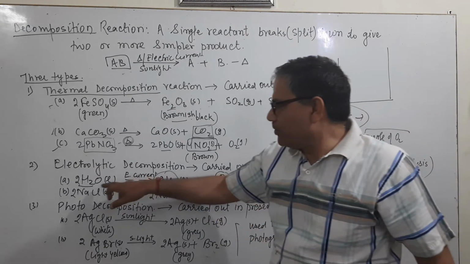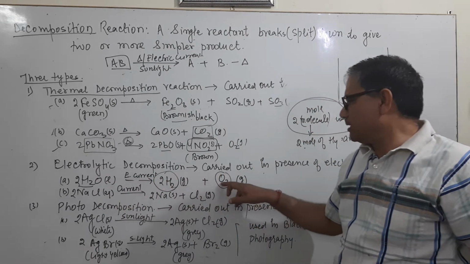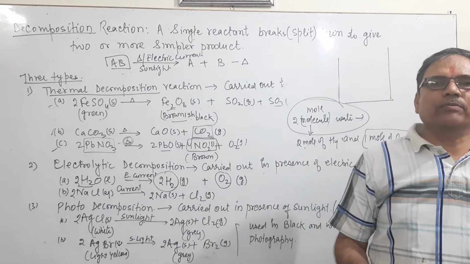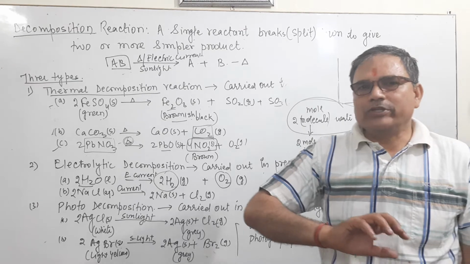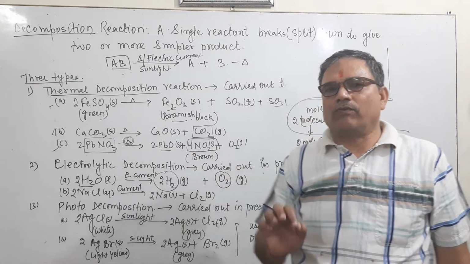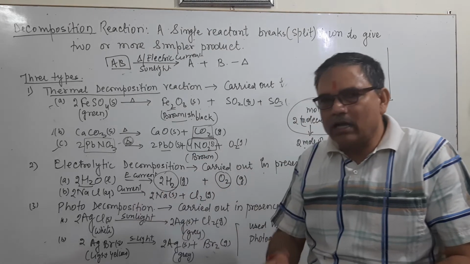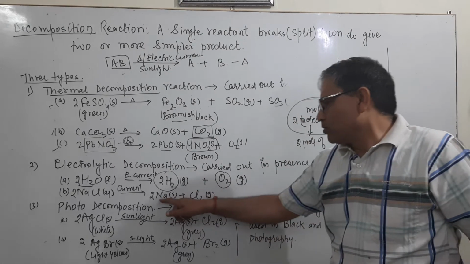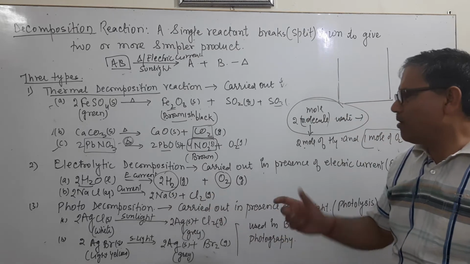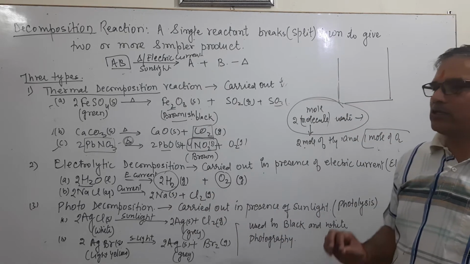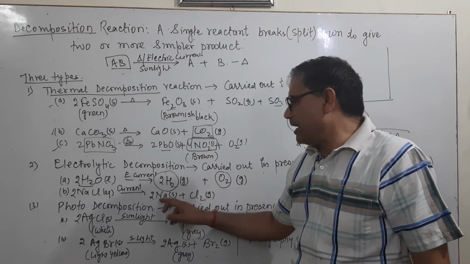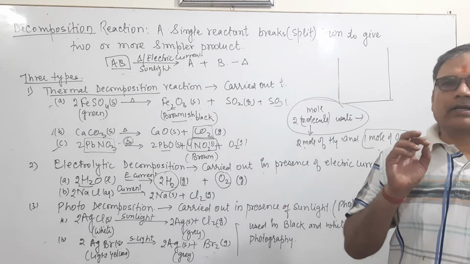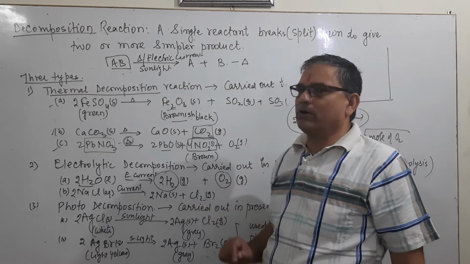And the state of the water is liquid, H2 is gas, O2 is gas. The second one is NaCl, sodium chloride, which is in molten or aqueous state. When electric current is passed, it also splits and gives sodium and chlorine. Now, where is the sodium collected? It is positively charged, so it will collect at the cathode, and chlorine will be collected at the anode. Sodium is collected at the cathode, chlorine is collected at the anode.